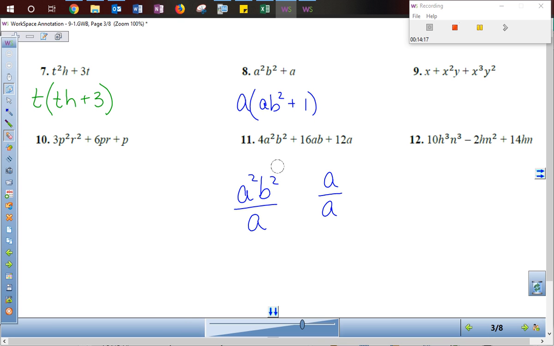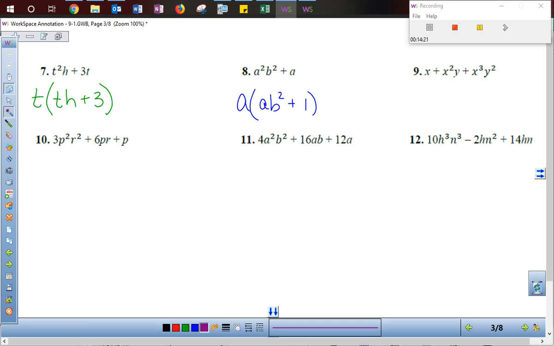Let's try it again on number 9. Now on number 9, I hope you notice that there are 3 terms going on, and that's okay. If there's 3 terms, it's still the same process. Let's start with the coefficients. Now the coefficients here are 1, 1, and 1, which means that I'm really not taking out any coefficients. Now let's look at the variables. My first term is an x, second term is an x squared y, and third term is an x cubed y squared. So I can only take out the variables that all 3 terms have. And all 3 terms only have an x. So let's see what I have left.